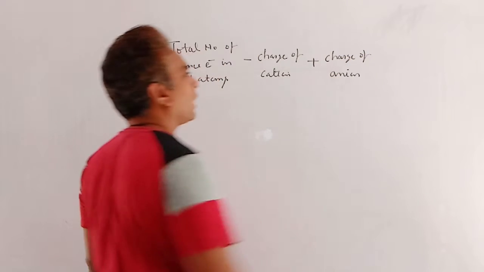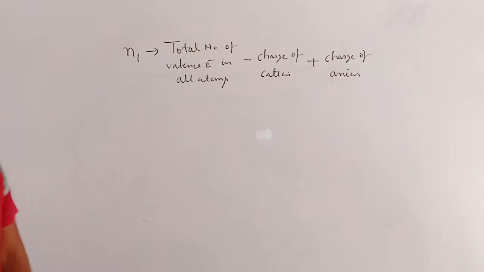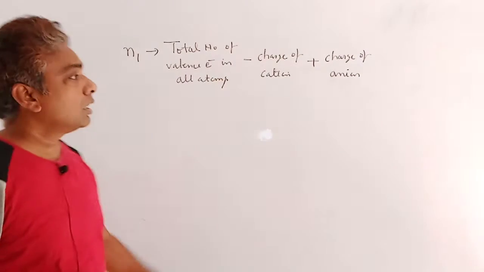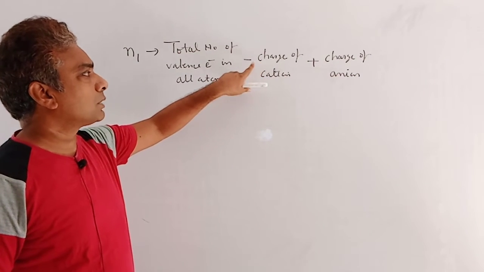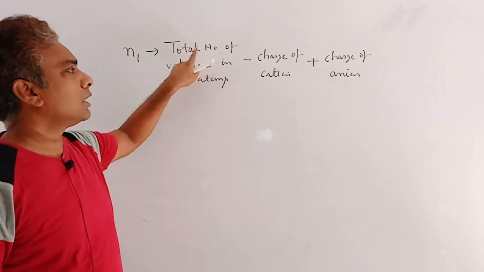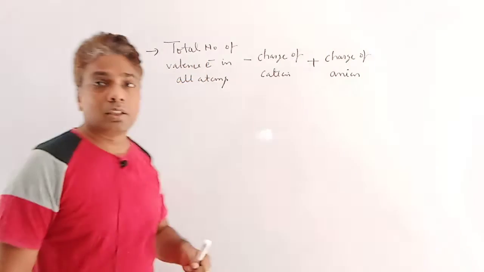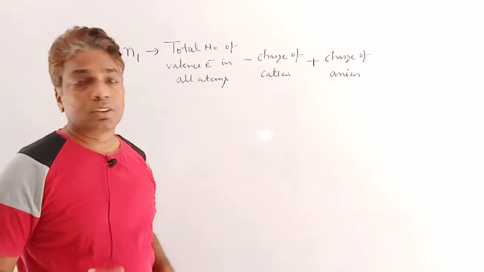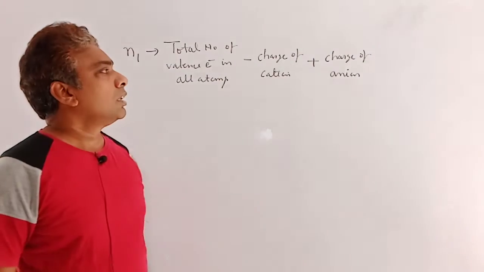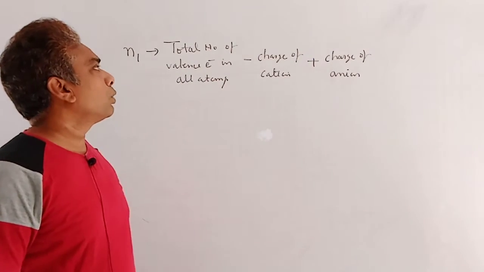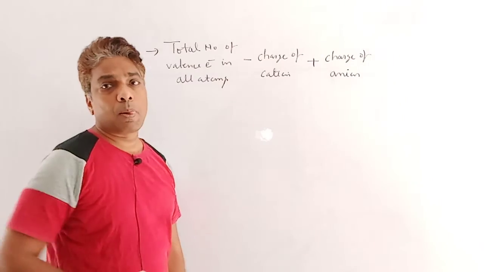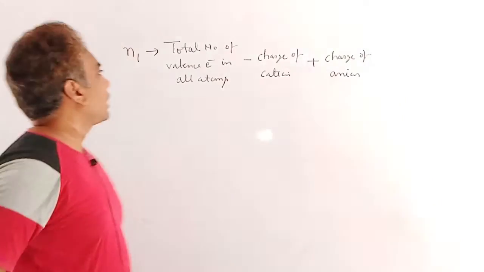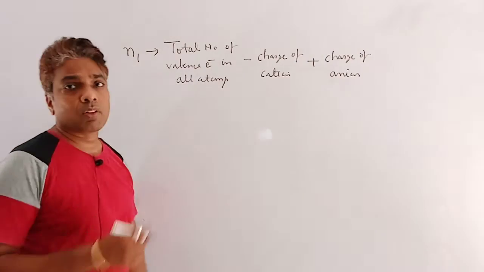If we want to calculate the number of pi and sigma bonds in case of a cation, then the charge of the cation will be subtracted from the total number of valence electrons in all atoms, and in case of an anion, the charge of the anion will be added to the total number of valence electrons in all atoms. Clear? So here we can easily calculate the value of N1.